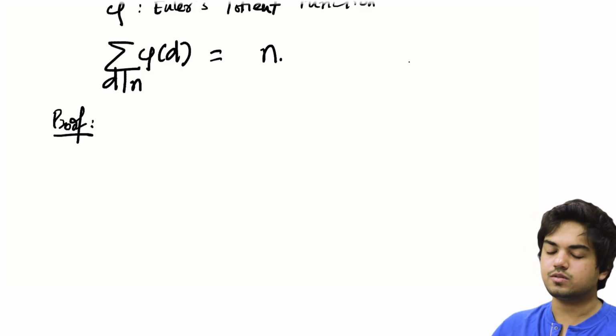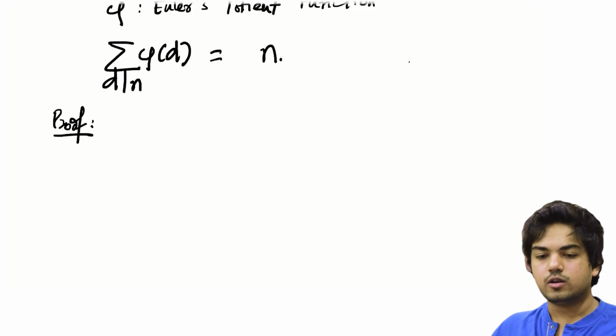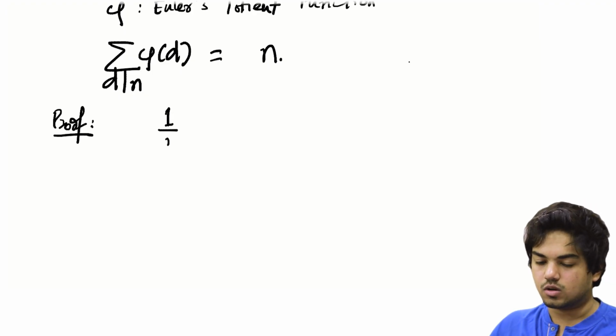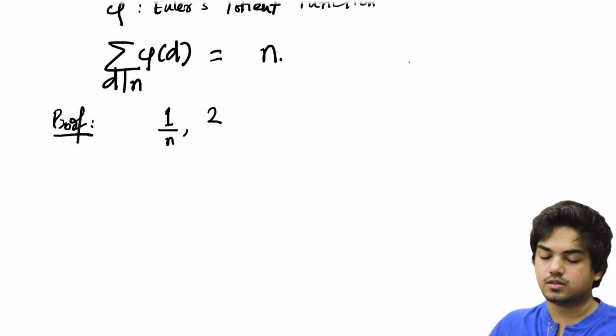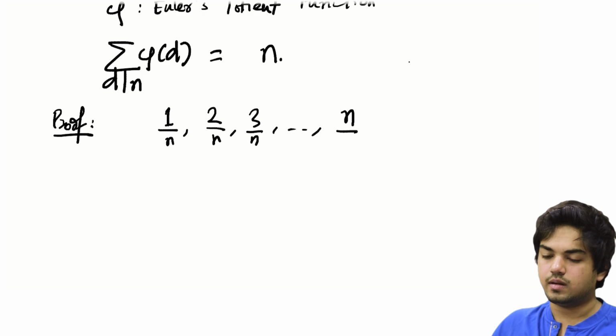It's a very classic proof in number theory, and it's very sweet. The way it works is you look at these fractions 1 by n. So obviously, if you fix n at first, and you look at the fractions 1 by n, 2 by n, 3 by n, all the way up to n by n.